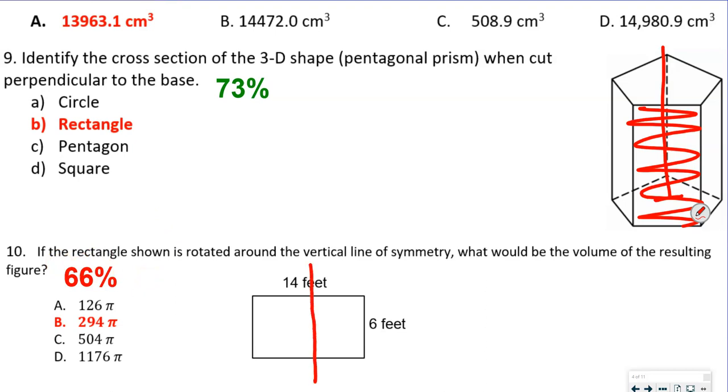So the next one says if the rectangle shown is rotated around a vertical line of symmetry. A vertical line of symmetry would be there. That means my radius would be 7, right? So this would be pi times 7 squared times 6. And when I do that, I get 294 pi. Okay?